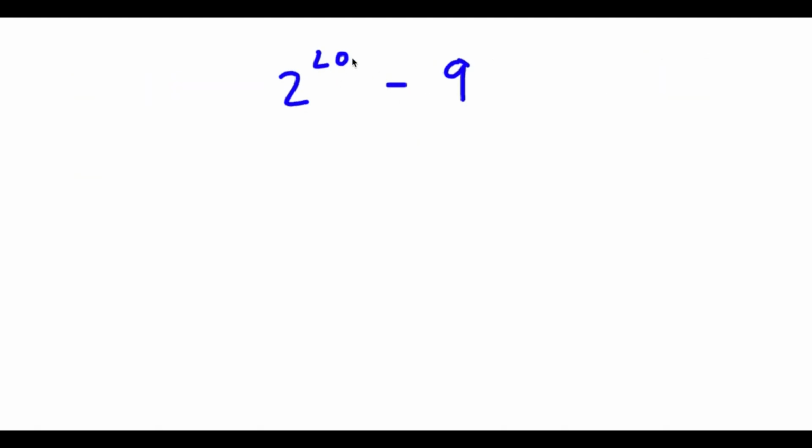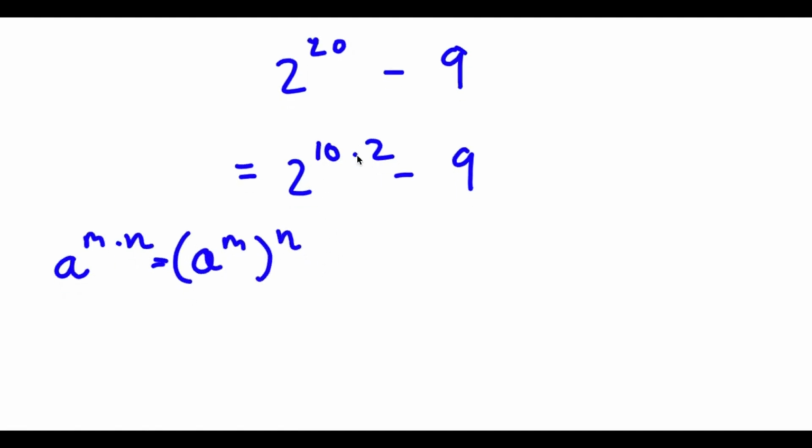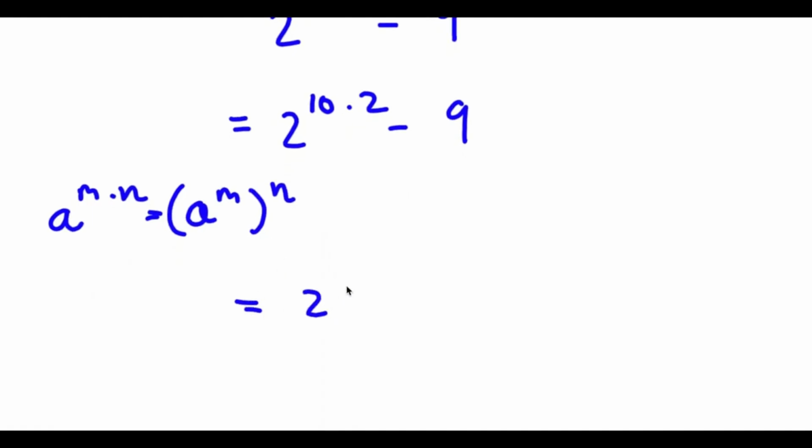All right, so I have 2 to the power of 20 minus 9. So 2 to the power of 20 is the same thing as 2 to the power of 10 times 2, because 10 times 2 is 20. And now if I have something in the form a to the power of m times n, this can be written as a to the power of m to the power of n. So 2 to the power of 10 times 2 can be written as 2 to the power of 10 to the power of 2.